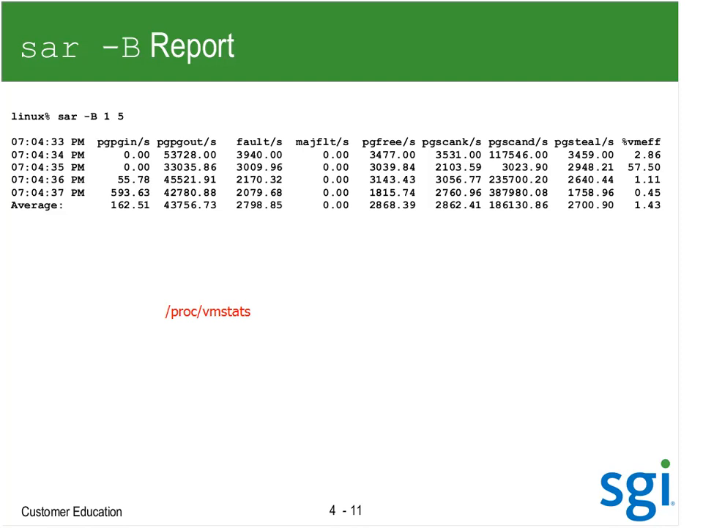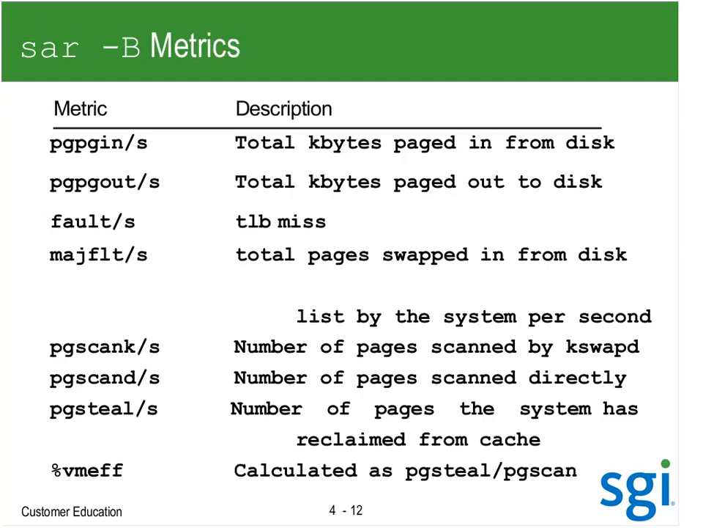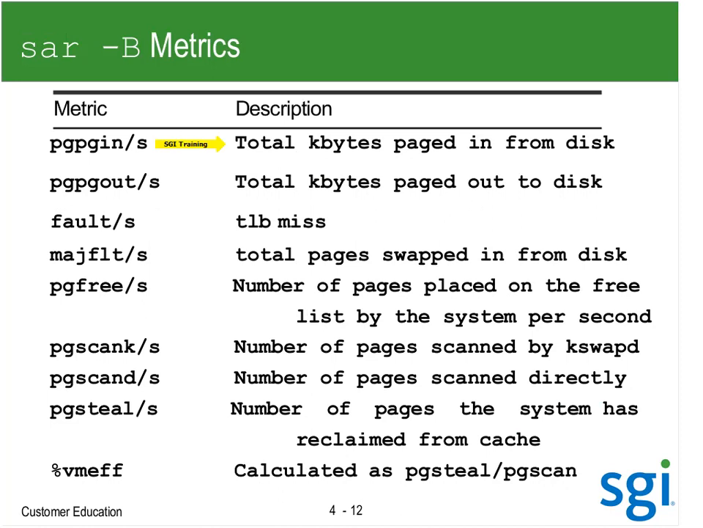I myself am not really using those, the steal efficiency, if you want to call it that. So sar -B, again, total kbytes paged in from disk or paged out to disk. That includes any I/O. Faults per second are my minor page faults or TLB misses. Major coming from disk. Pages freed are the pages placed on the free list, or scanning by the kswapd daemon or the kernel itself, and the number of pages that were reclaimed or trimmed from the page cache. And VM efficiency is page steal over page scans.